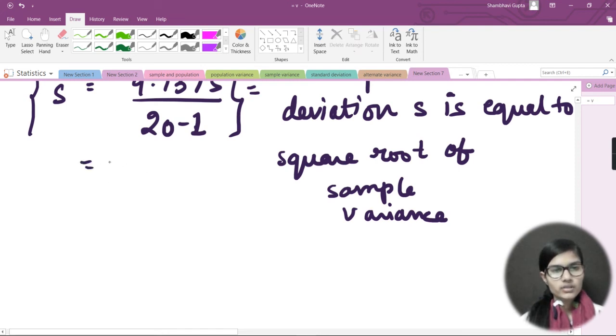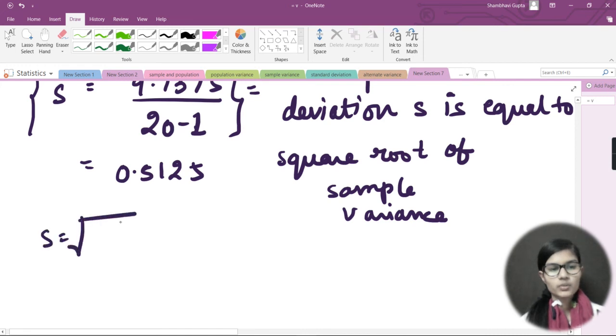When you calculate 9.7375 divided by 19, it will result in something like 0.5125. So this would be the result, you can just calculate that. Now, for finding the sample standard deviation, I just need to take the square root of this 0.5125, right?